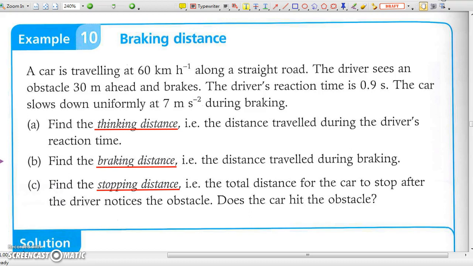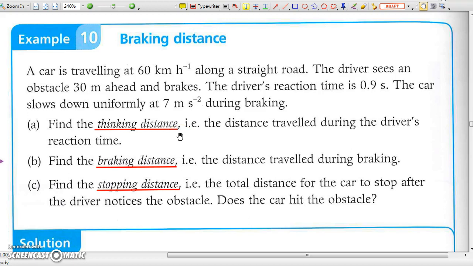Example 10. Another important example. When a driver sees something ahead and he considers to brake, it takes a short time for him to react. This is his reaction time. During this time interval, the car has traveled a short distance called thinking distance.